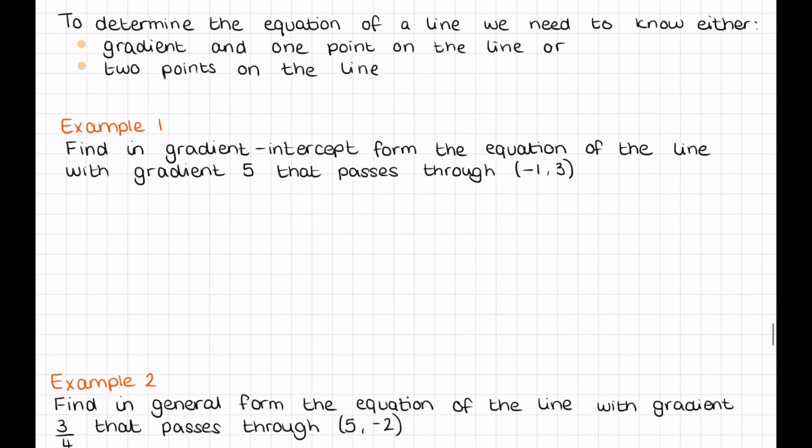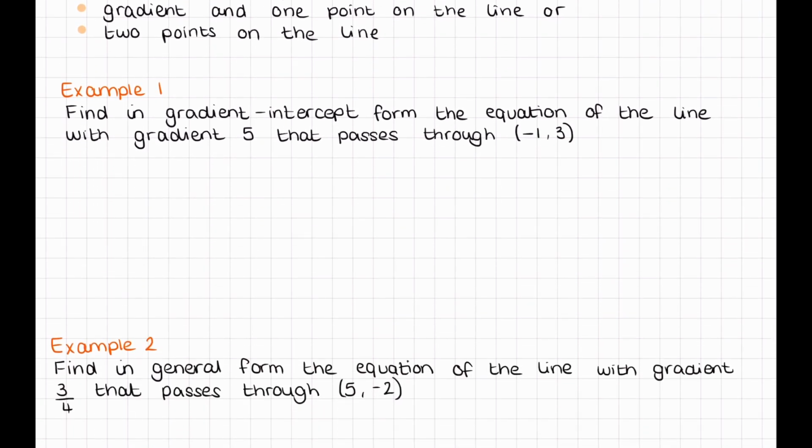First example, finding gradient intercept form: the equation of the line with a gradient 5 that passes through (-1, 3). Gradient intercept form is our y equals mx plus c. That's the form we are wanting. Now I'm going to use the point gradient form to start with. It just minimises errors happening. I'm going to start with this one, and then from here, I'm going to sub in my information.